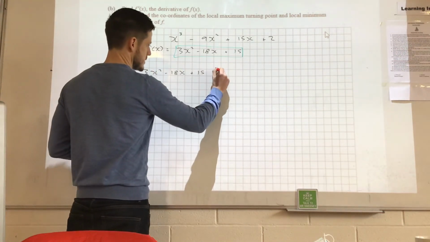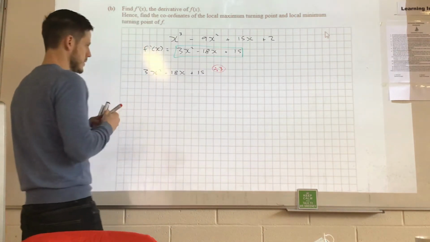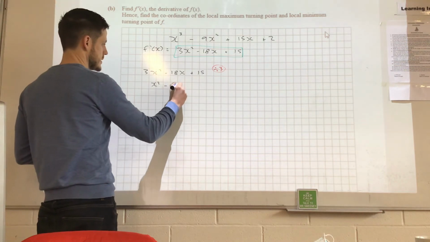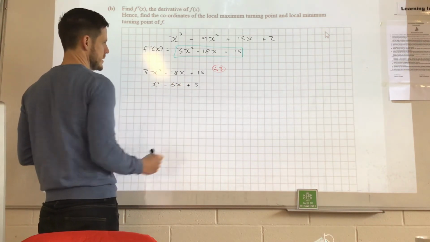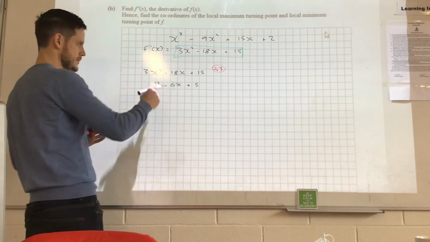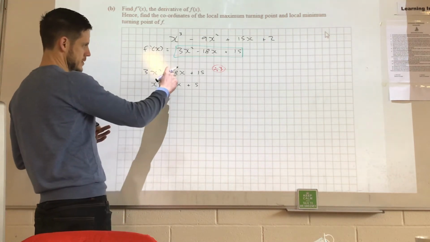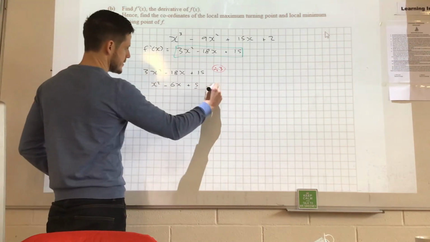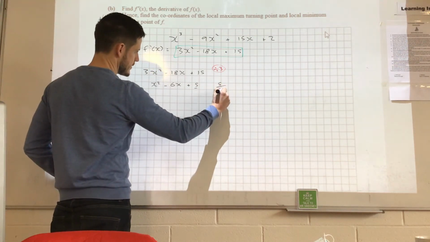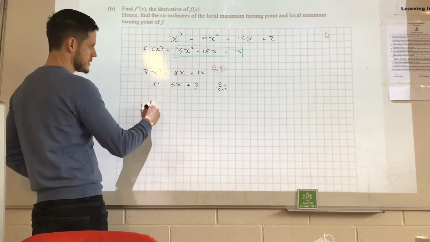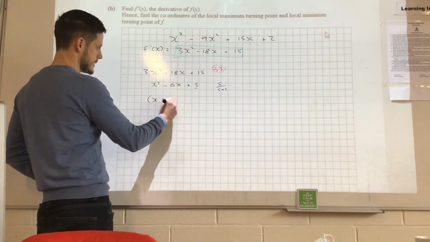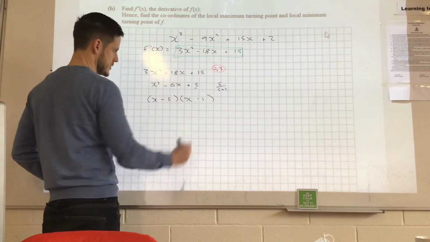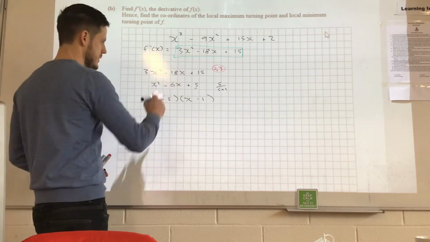We did a bit of this not too long ago. That's x squared minus 6x plus 5. Everything's divided across by 3. Then I'm going to find my factors of 5. The only way to make 5 is 5 times 1, and that will give us a minus 6. So I can write x minus 5, x minus 1. Minus 5 minus 1 gives me minus 6.